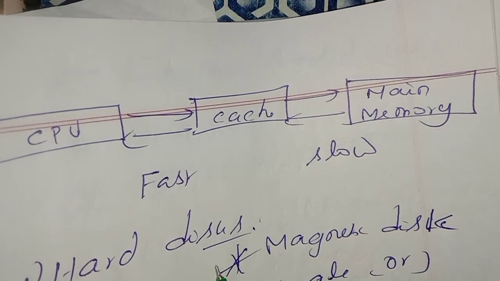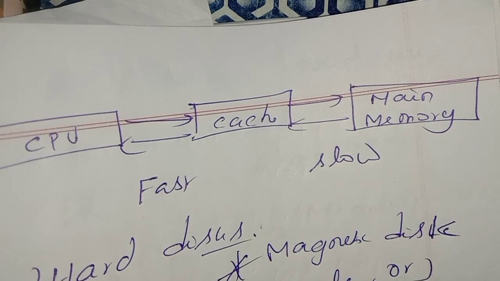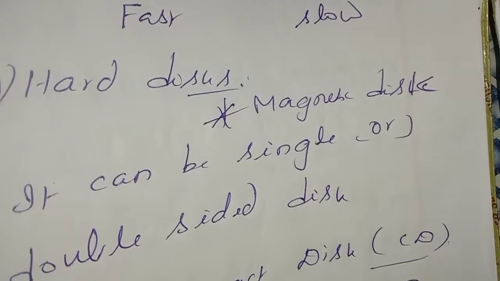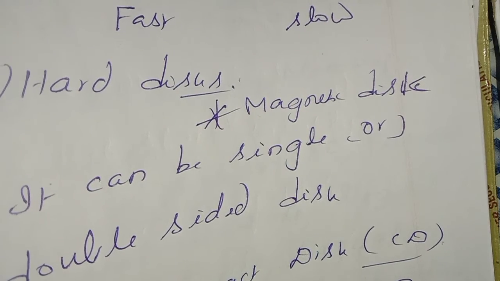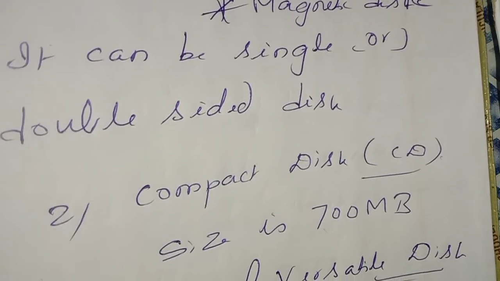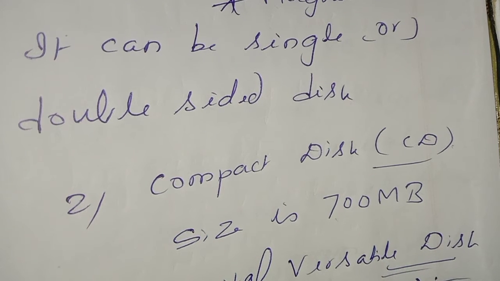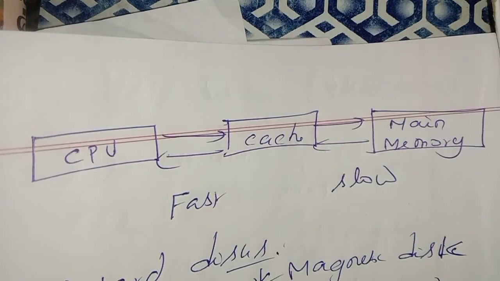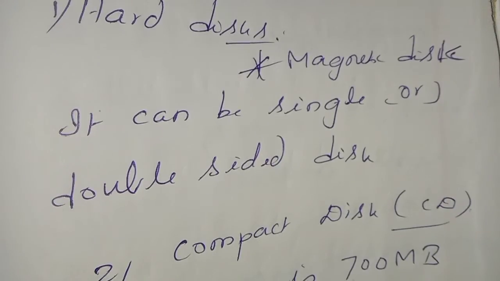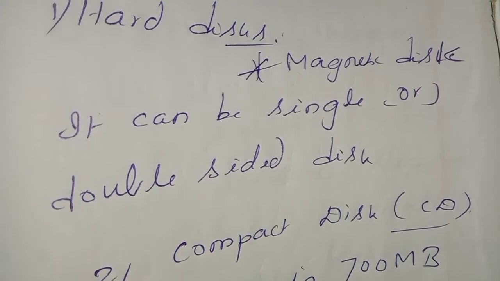Next, a hard disk. Hard disk means, for example, a magnetic disk. It can be single sided or double sided. Compact disk, that is CD-ROM, size is 700 MB. Digital versatile disk, DVD, is 4.7 GB. So for memory, I have a hard disk, a CD and a DVD. CD size is 700 MB, DVD size is 4.7 GB.